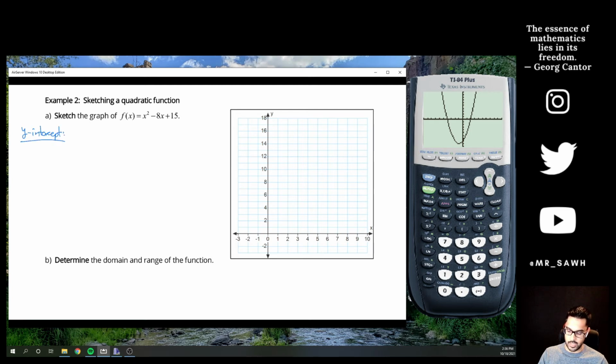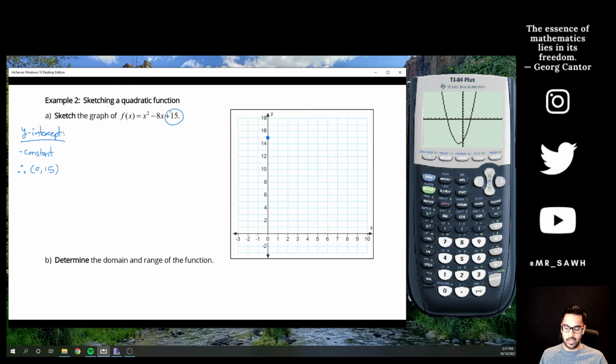Okay, the y-intercept is your constant. So therefore, if x is 0, the y-intercept is 15. Pretty easy to find. I know it's a constant because it's 15 right on the end. So I'll graph that one right now. If x is 0, y is 15.